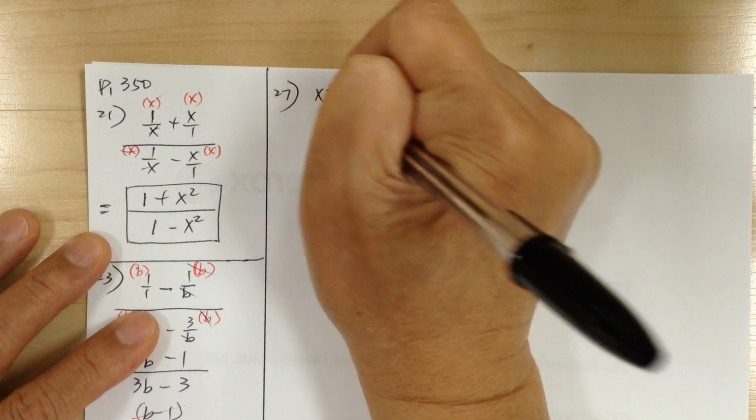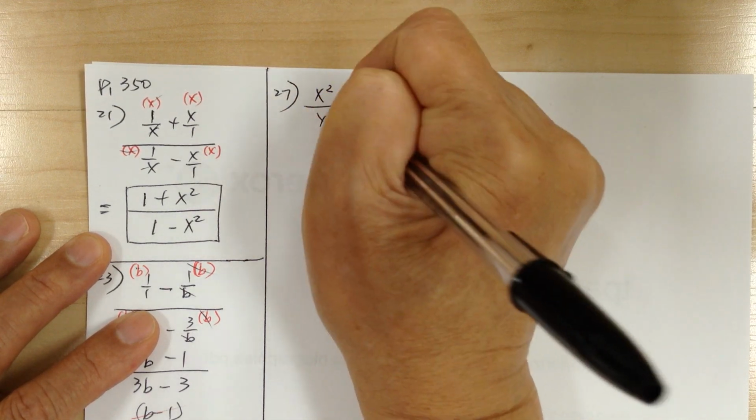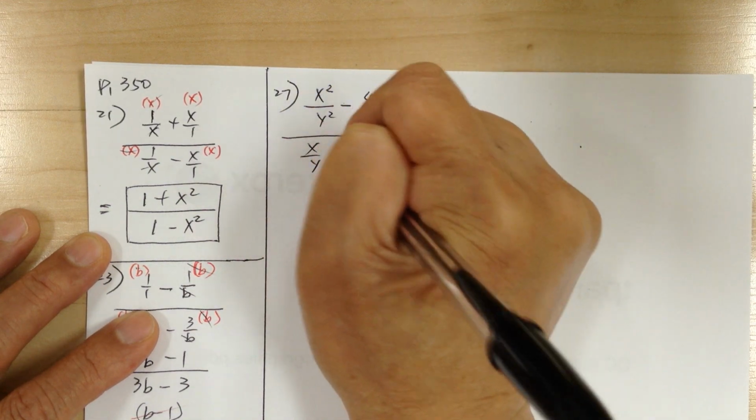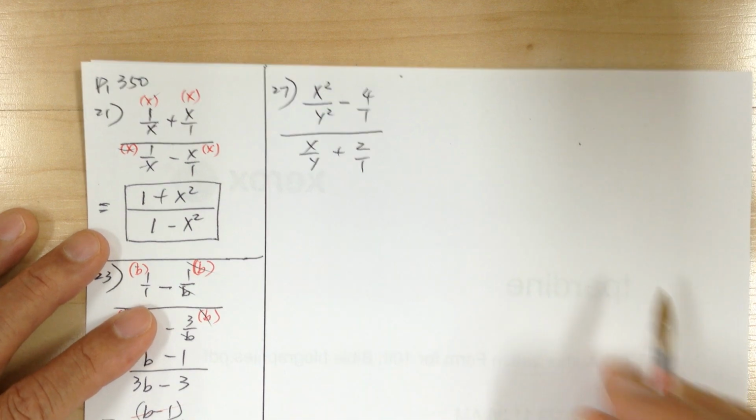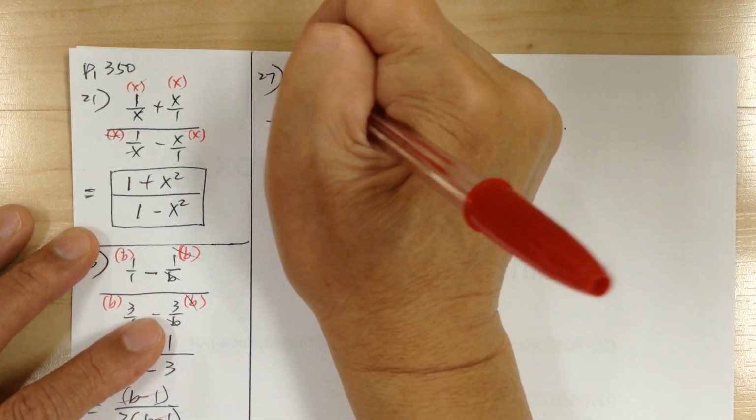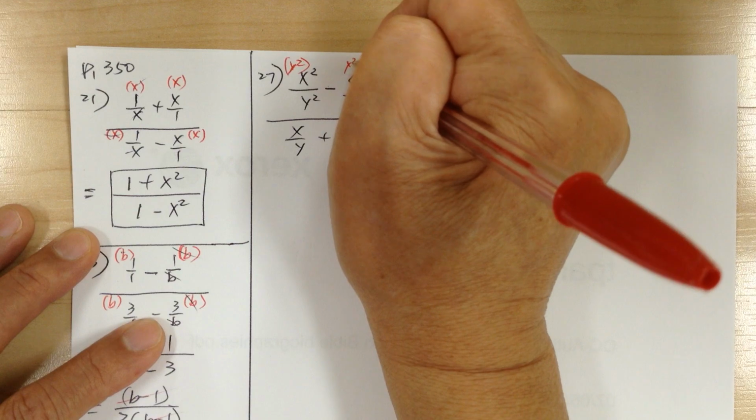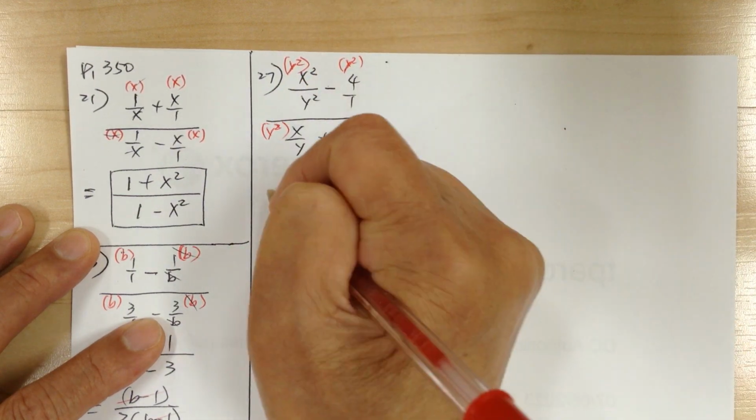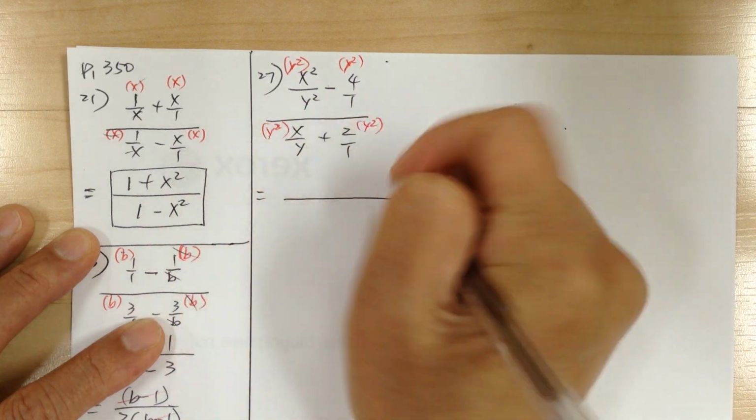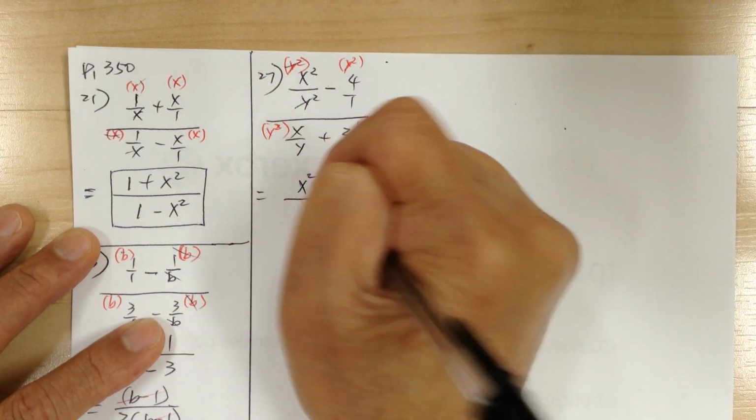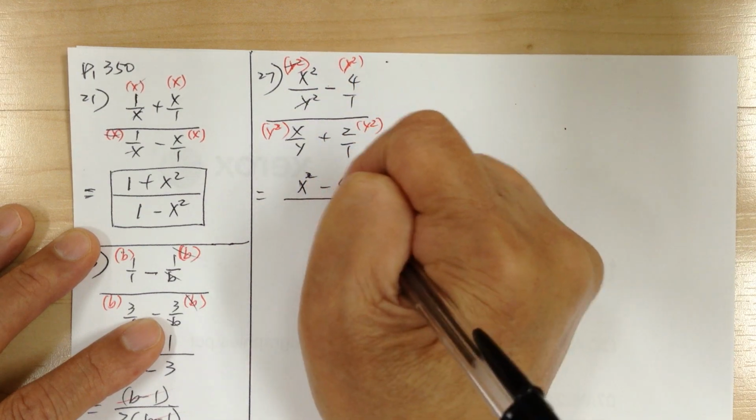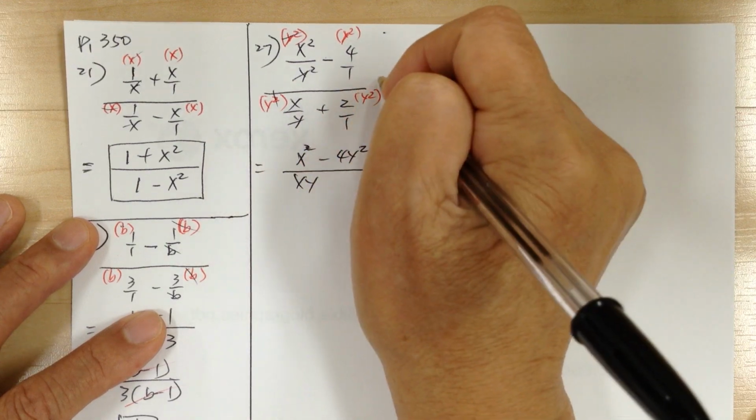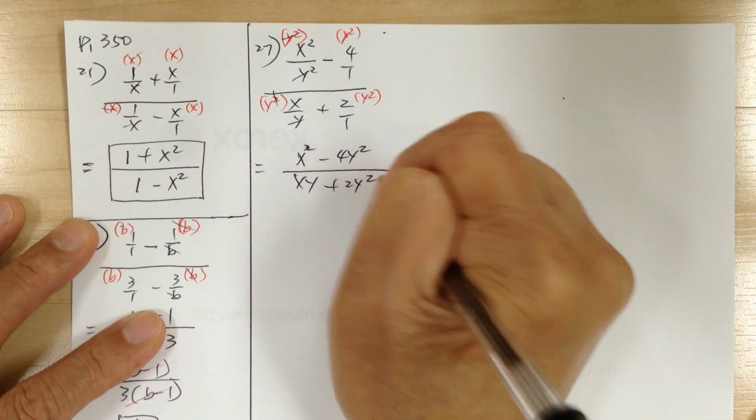Okay, you have (x squared over y squared minus 4 over 1) over (x over y plus 2 over 1). Okay, so your LCD is y squared, so multiply everything by y squared. Again, write it down, it helps you to visualize. So this one cancels, so you get x squared. This one does not cancel, so you get minus 4y squared. This one, the y cancels with y, so it would be xy. This one does not cancel, so it would be plus 2y squared.